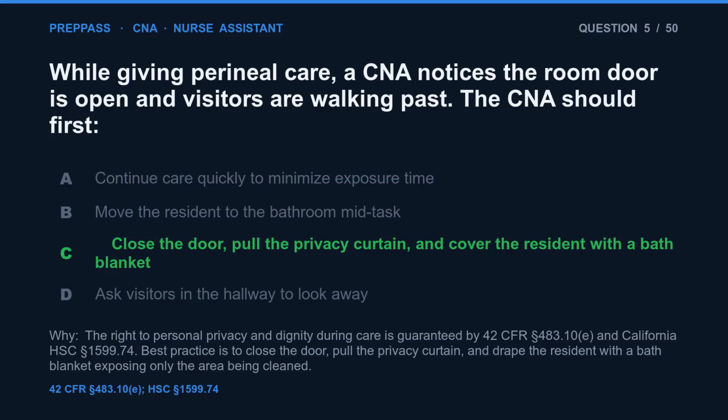The correct answer is C. The right to personal privacy and dignity during care is guaranteed by 42 CFR Section 483.10(e) and California HSC Section 1599.74. Best practice is to close the door, pull the privacy curtain, and drape the resident with a bath blanket, exposing only the area being cleaned.